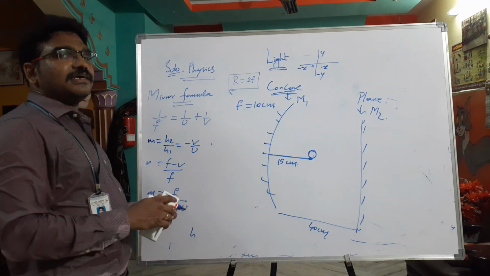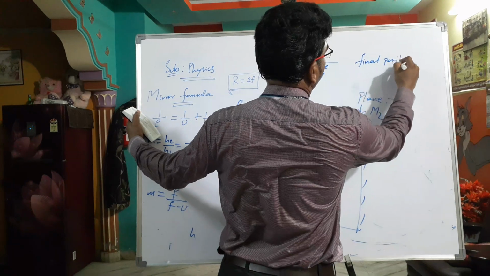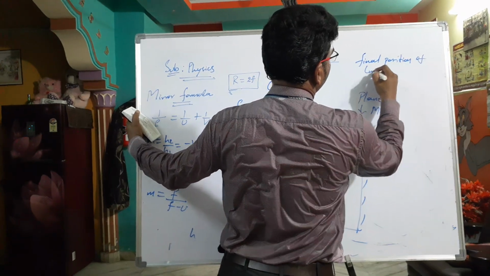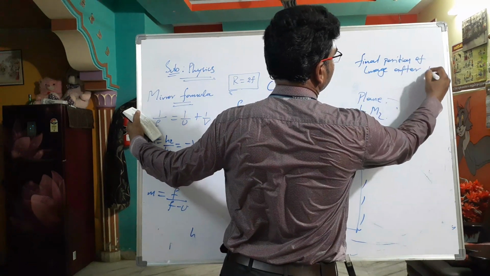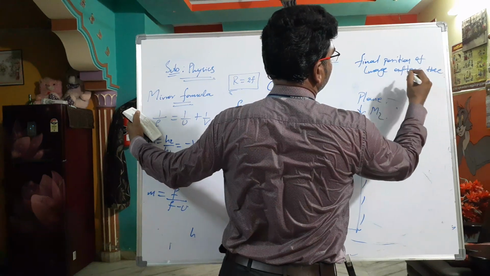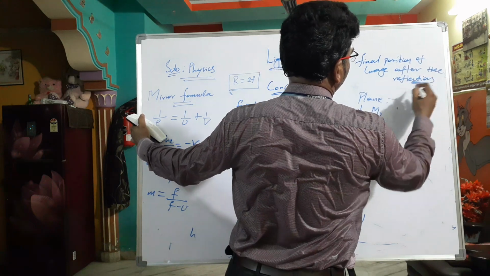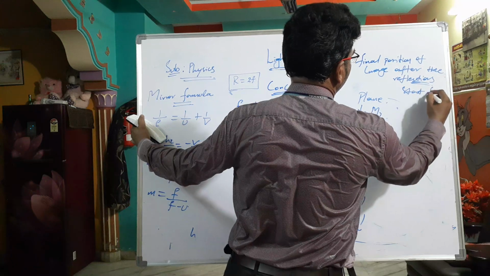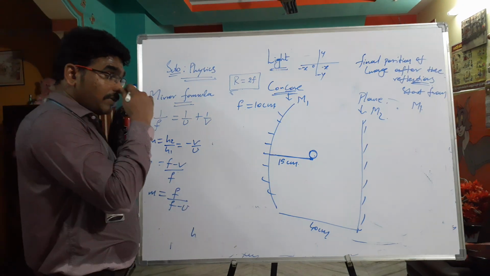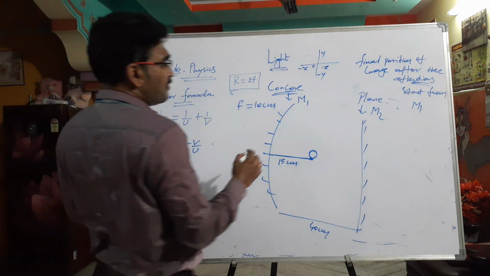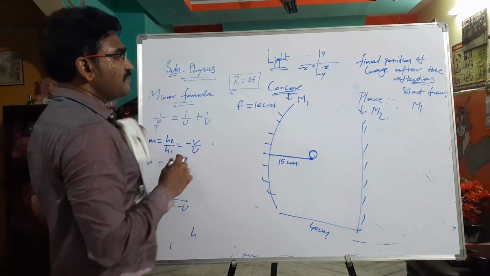First we'll calculate the final position of the image after 3 reflections. Okay, start from M1. This is the condition. We have to start from M1. Start from M1 means the first reflection will take place on the concave mirror.